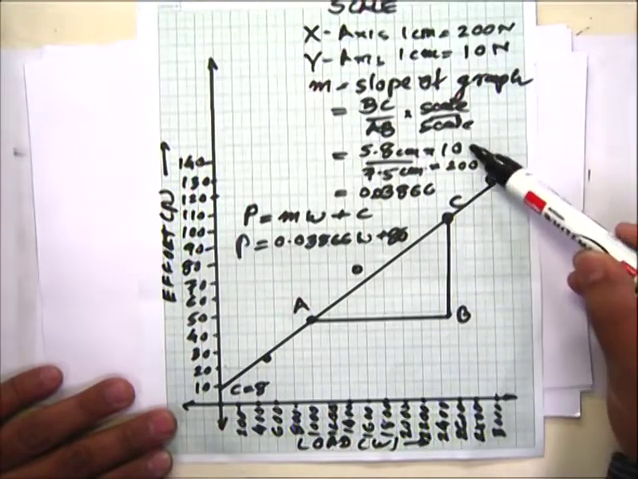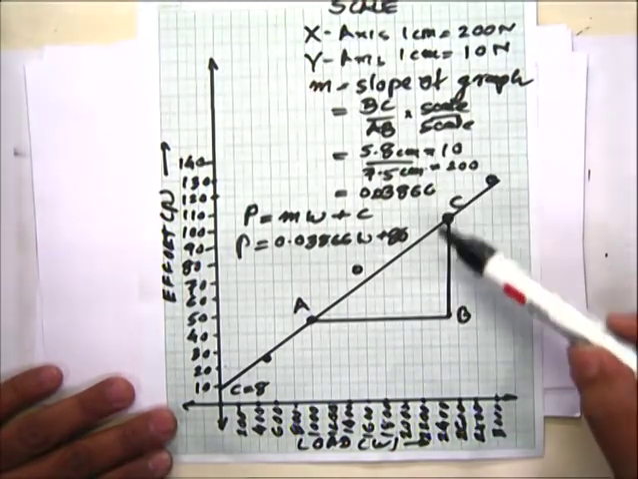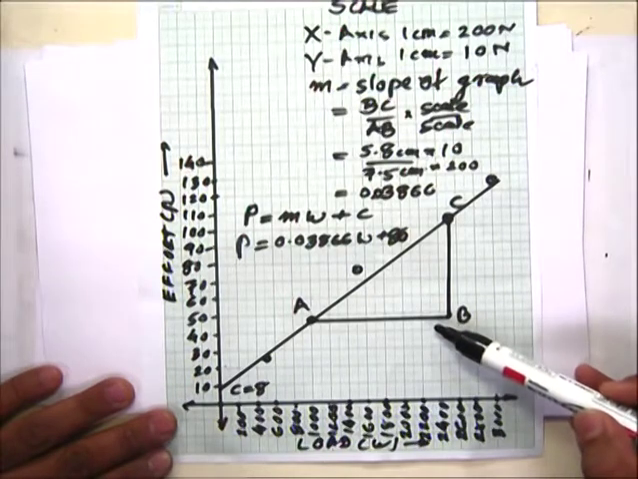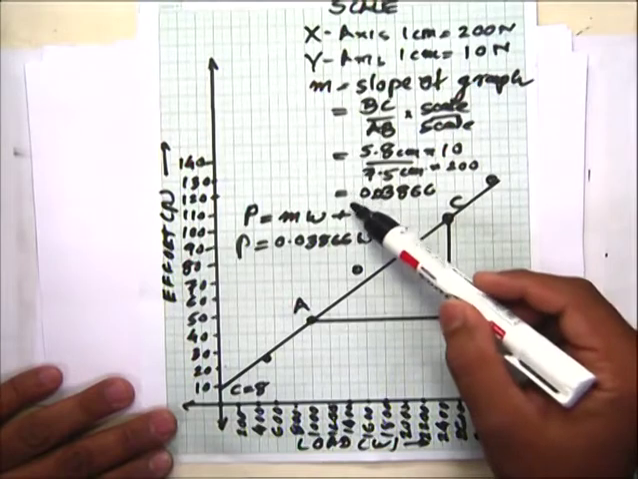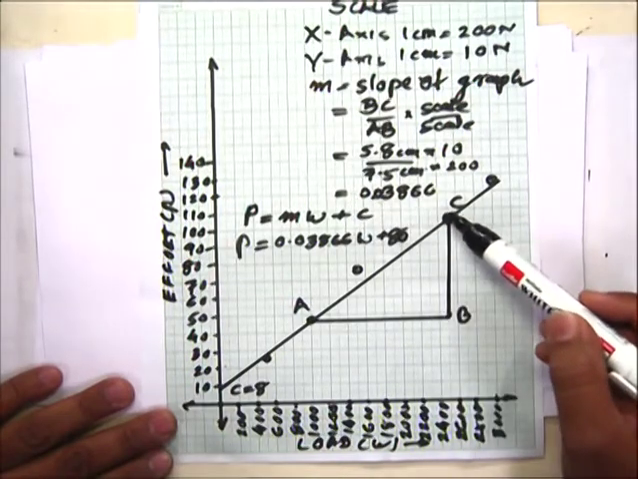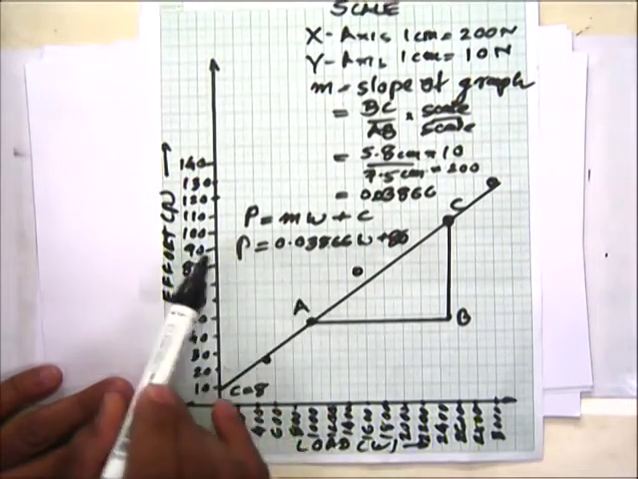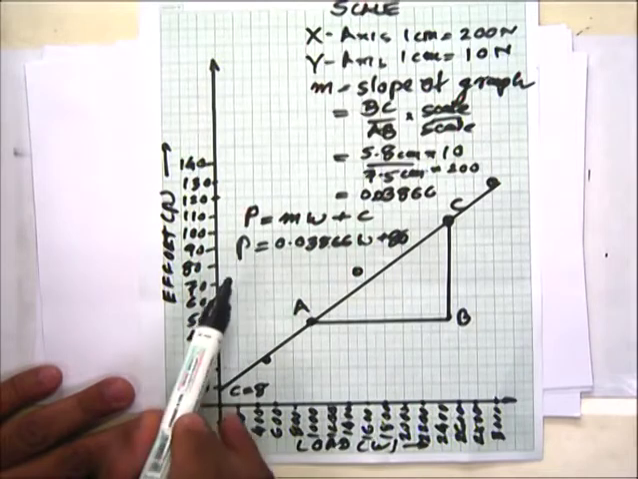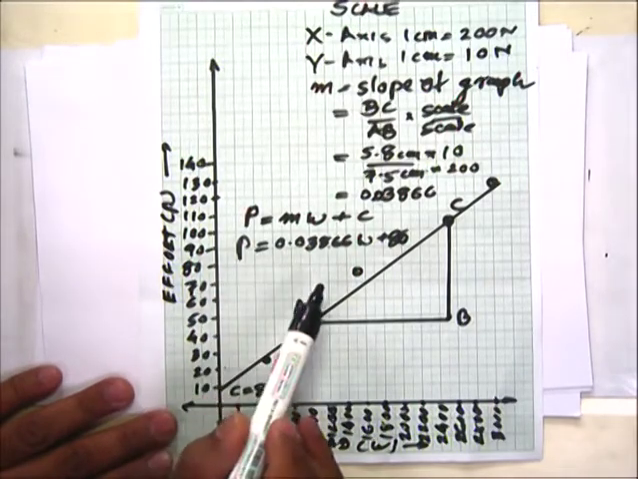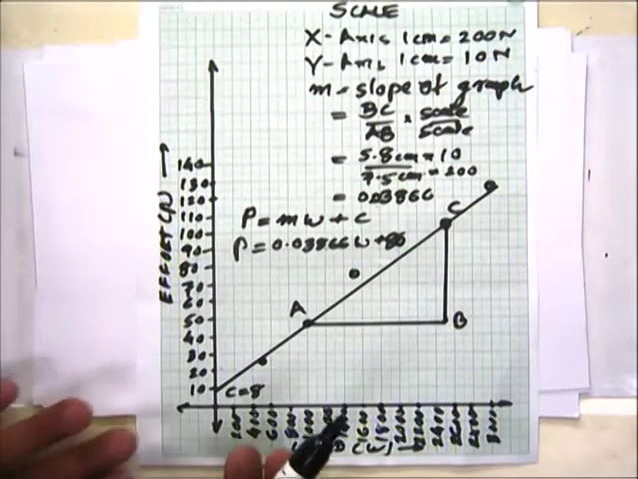So it is multiplied with that. Similarly, AB is a horizontal distance. It is on a graph, that is 7.5 centimeter, and scale is 200 Newton. So putting all together we can get 0.03866, that comes out as M. Putting that value in P's equation, that is law of machine, P is equal to MW plus C. So from here we can say P is equal to 0.03866 W plus C is 8. So this is the law of machine.